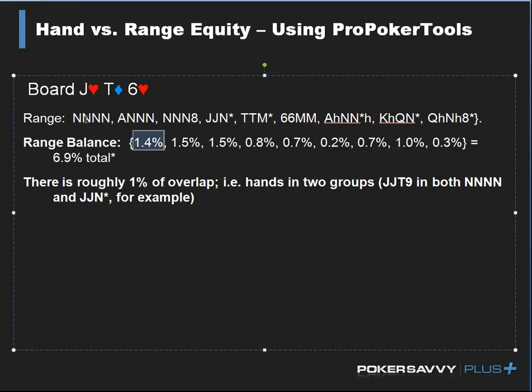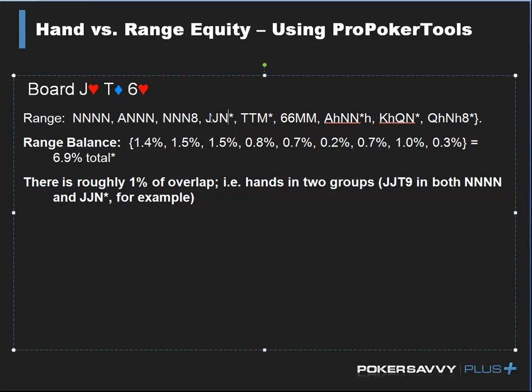Now, there's not overlap among these three groups, but there's overlap between these three groups and some of the groups over here, particularly these two. And so when we add up all the different range balance percentages, it's going to add up to a bit more than 6.9%. The reason is that there are some hands that are duplicated. For example, Jack 10 9, as it says here, is both in this group because there are four Ns, and it's in this group because it has two Jacks, an N, and some other card. When Pro Poker Tools runs ranges, it recognizes this and only includes the hand once.